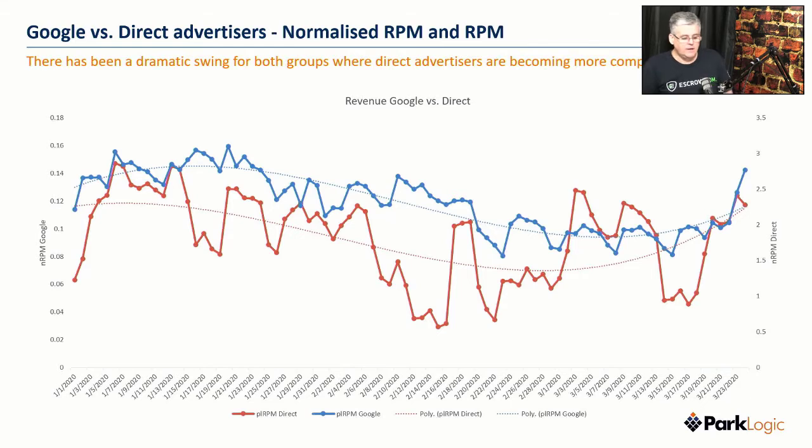So this one here is the Google versus direct advertisers, the normalized RPM and RPM. One of the things you've got to pay attention to here is the normalized RPM for direct is in the red, but it's using the right-hand axis for direct advertisers, versus Google's using the left-hand axis. So Google's paying actually a lot less than the direct advertisers, a lot less. But the thing they have is the breadth of advertising.